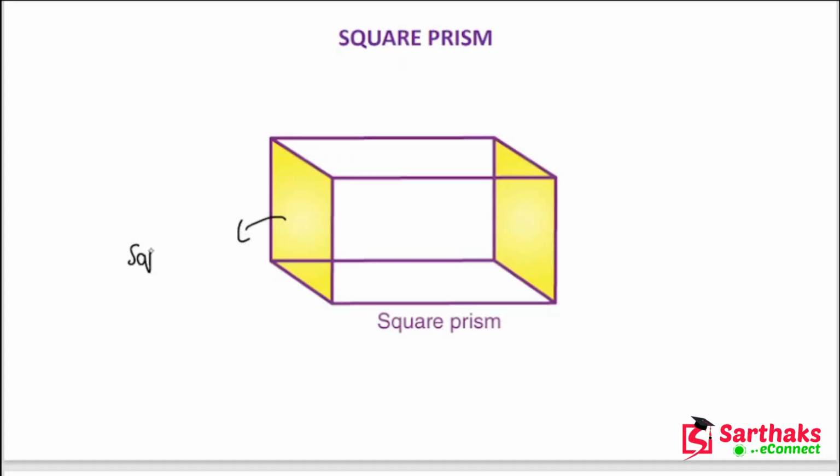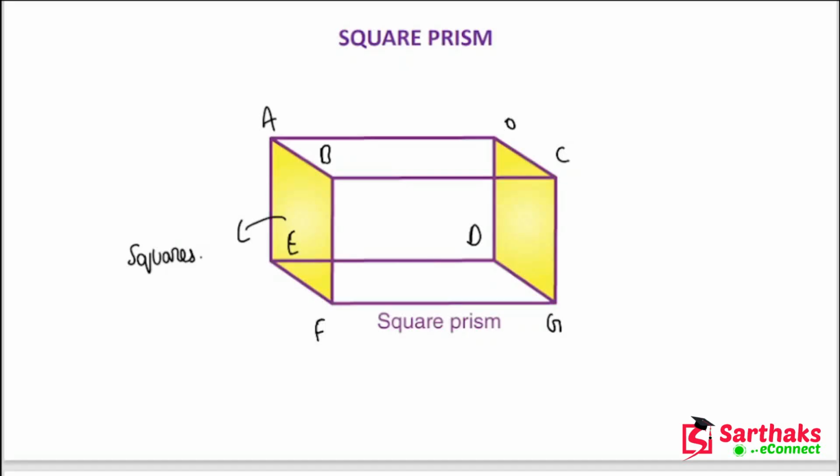If I have to name it, then it would be O, A, B, C, and D, E, F, G. So there are again 12 edges: AO, OC, CB, AB, then ED, DG, GF and FE, then AE, BF, DO and GC. These are 12 edges. There are 8 vertices, which are 8 corners, and similarly there are 6 faces. So this was all about the square prism.